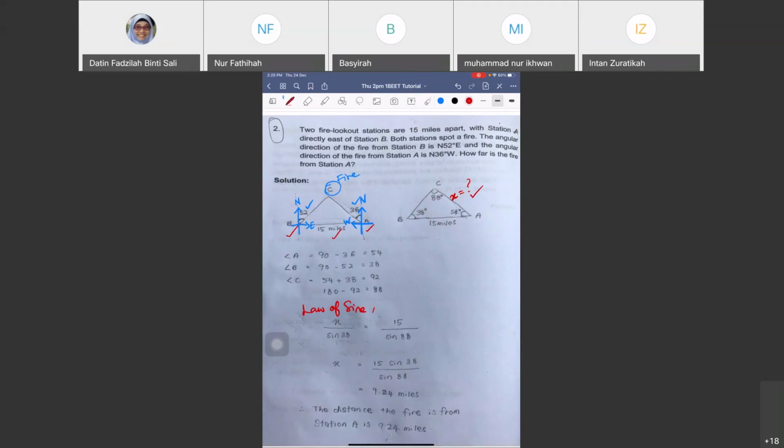Then you can write x over sine 38 degrees equals 15 over sine 88 degrees. Then you just need to compute correctly. I suppose this is also a correct answer. You get roughly 9.25 miles. So you can conclude that the distance from the fire to the station is 9.24 miles.